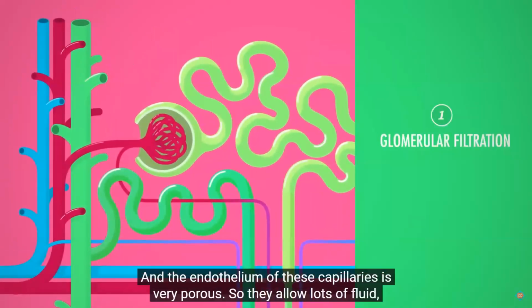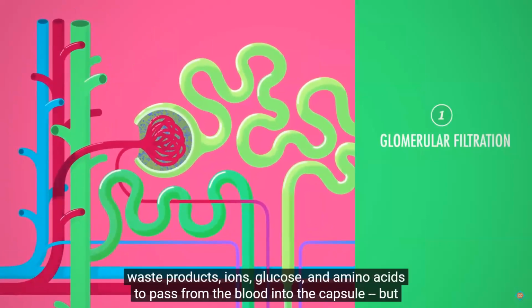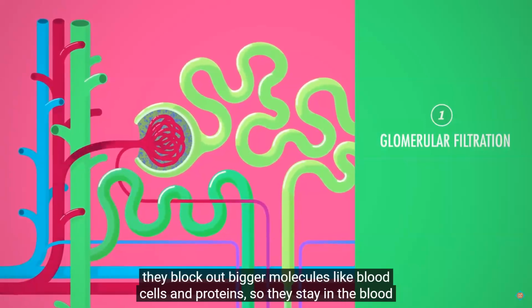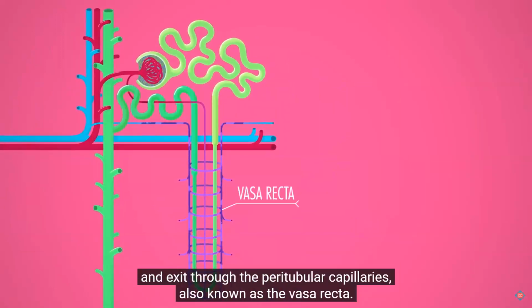And the endothelium of these capillaries is very porous, so they allow lots of fluid, waste products, ions, glucose, and amino acids to pass from the blood into the capsule. But they block out bigger molecules like blood cells and proteins, so they stay in the blood and exit through the paratubular capillaries, also known as the vasa recta.